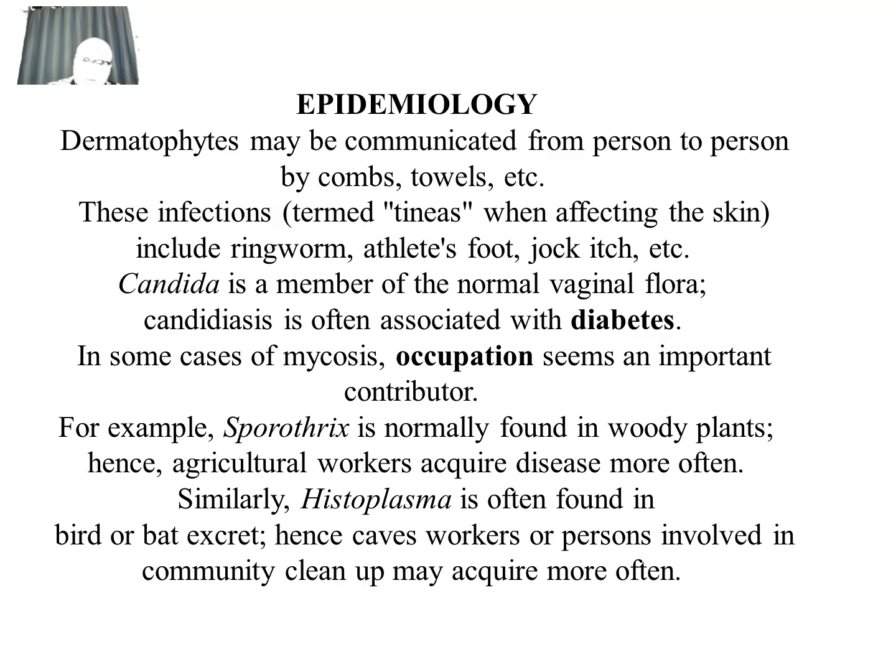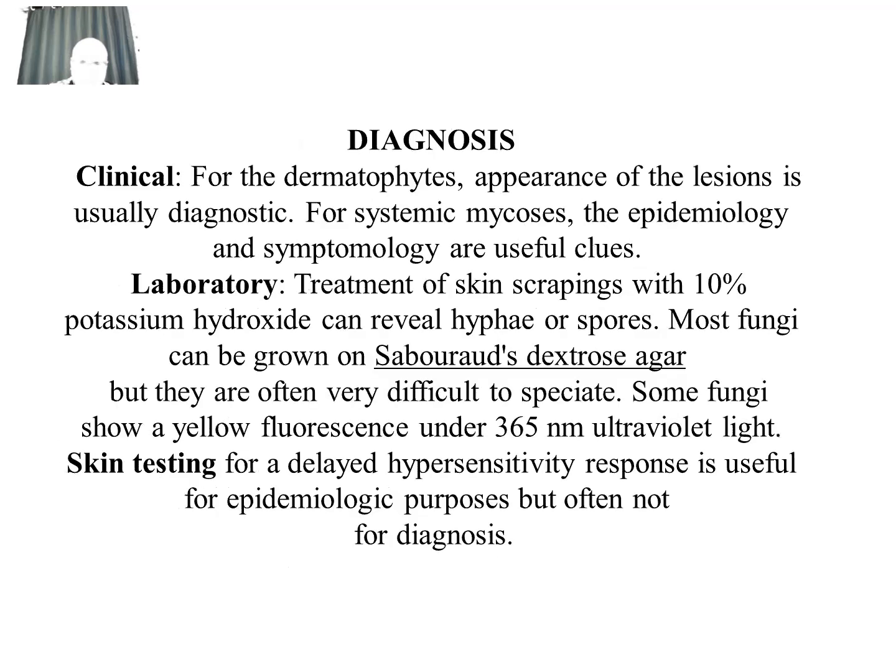In some cases, mycosis is associated with soil and animals. For example, Sporothrix is normally found in woody plants, and Cryptococcus occurs more often in pigeon droppings. Similarly, Histoplasma is often found in old plants or bat droppings, and cave workers or persons who go to caves may acquire it more often.